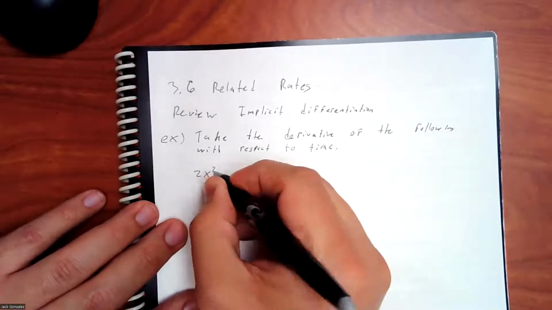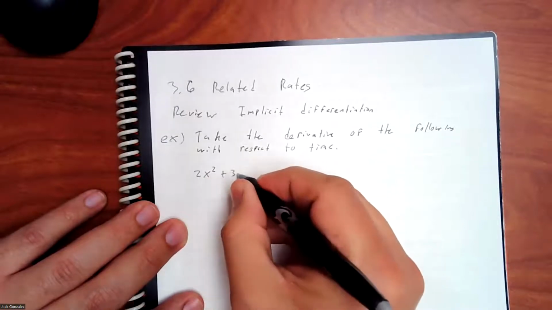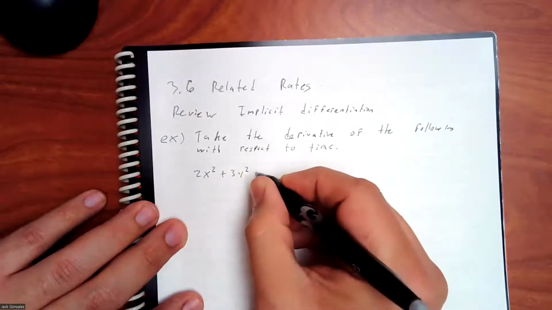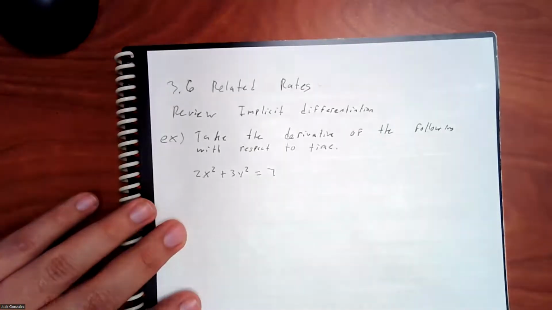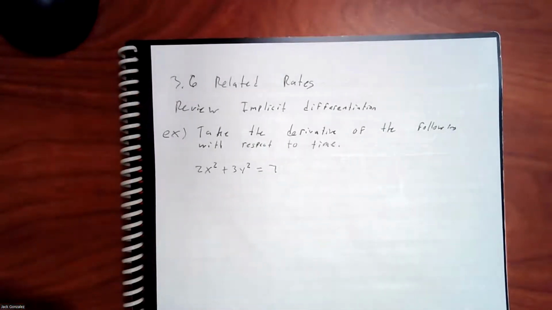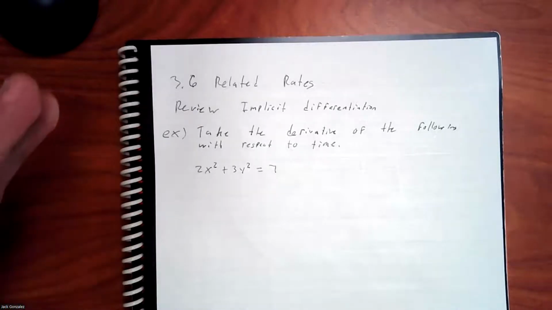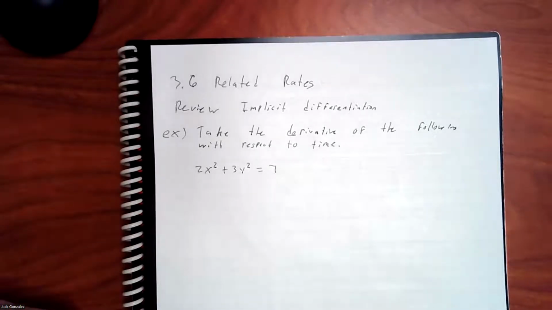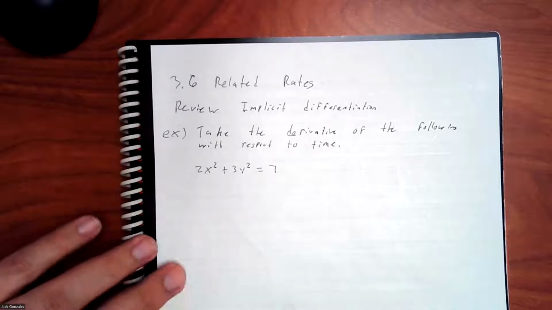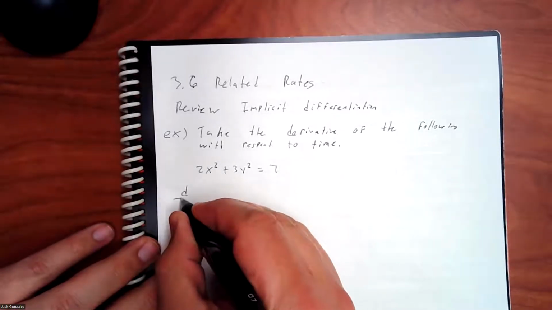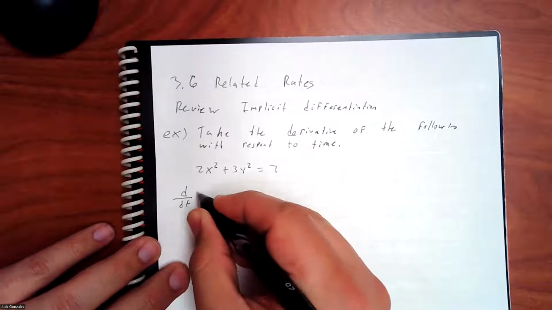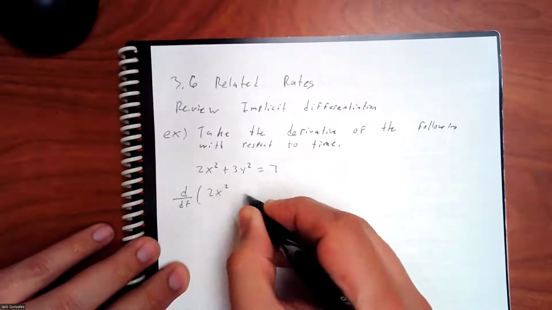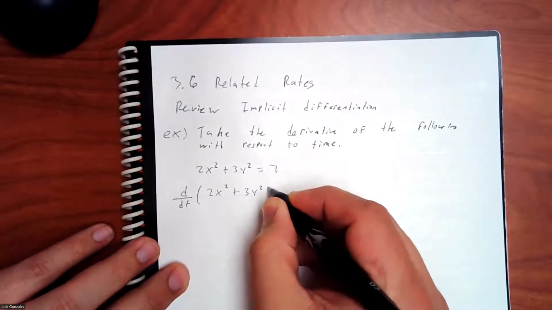So x squared plus 3y squared equals 7. So notice how there is no t for time anywhere. But you're going to assume that each of these are affected by time. So take the derivative with respect to t. So what you're going to do is take the derivative implicitly of both sides, or every single term if you prefer.